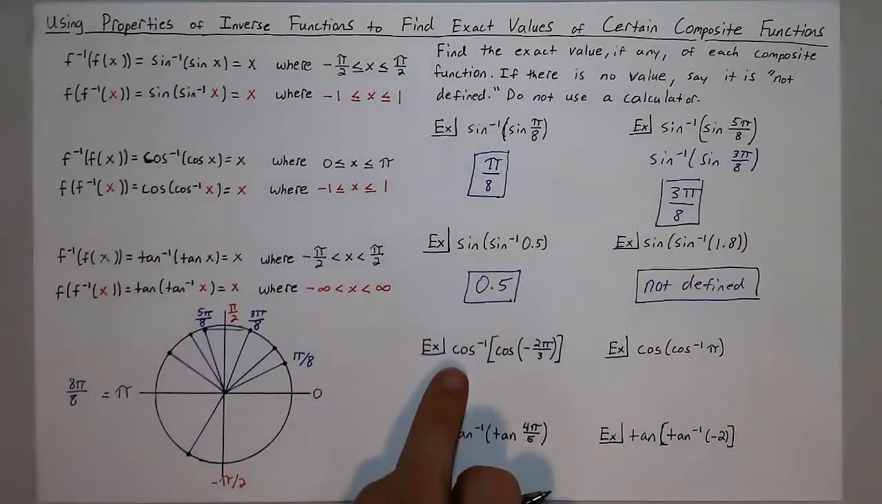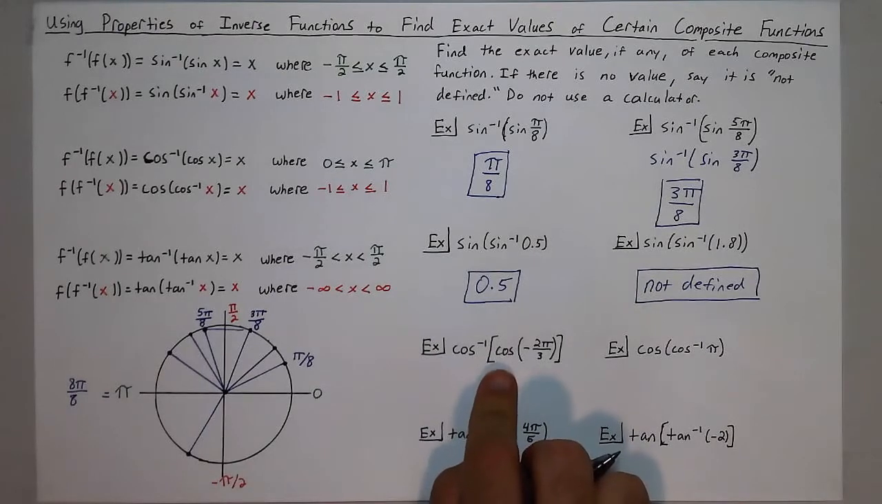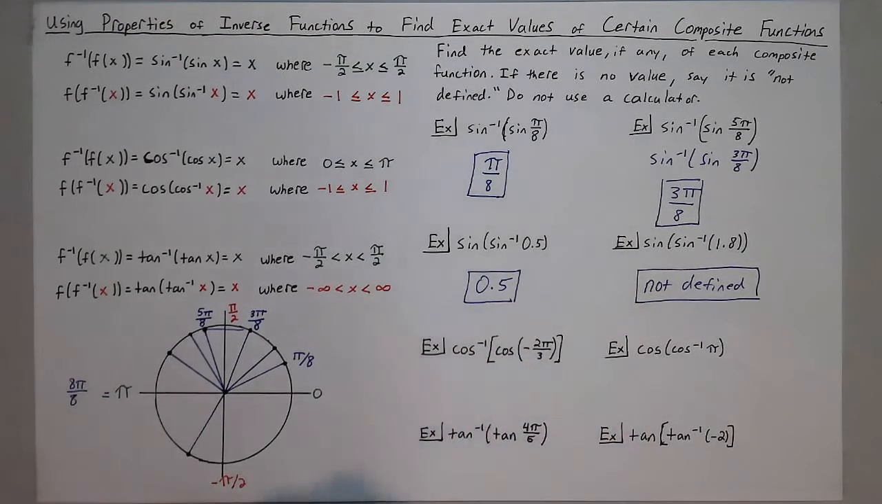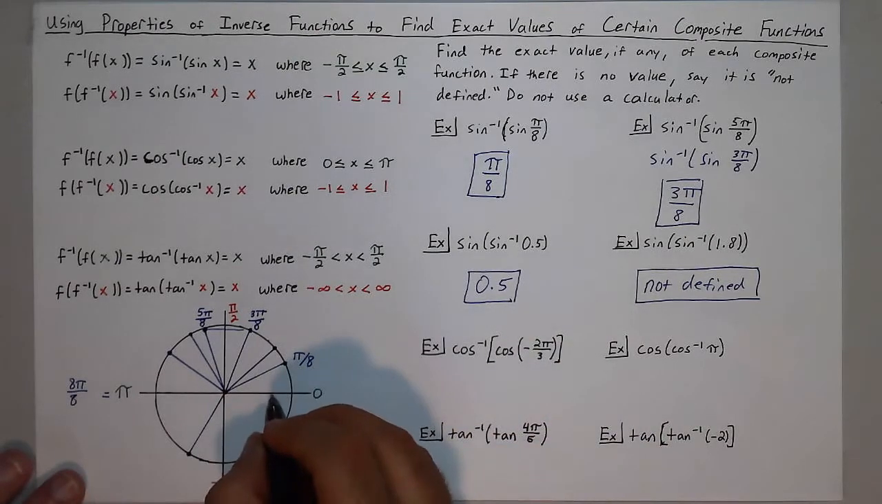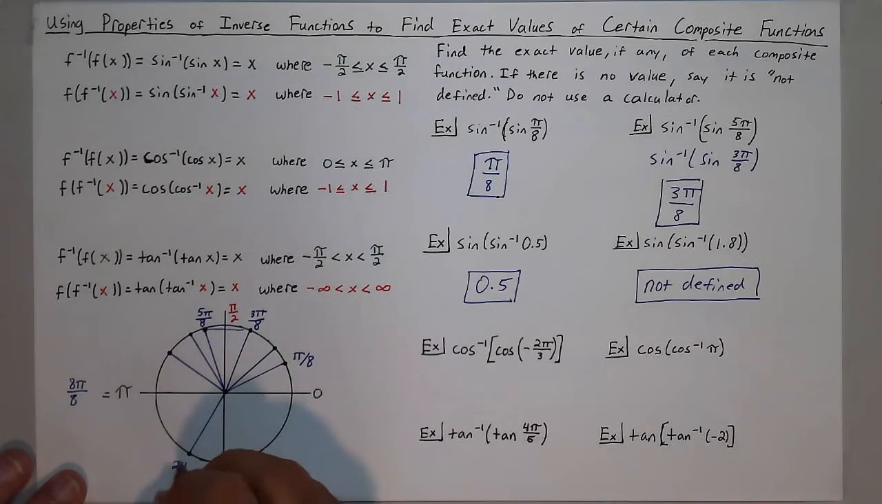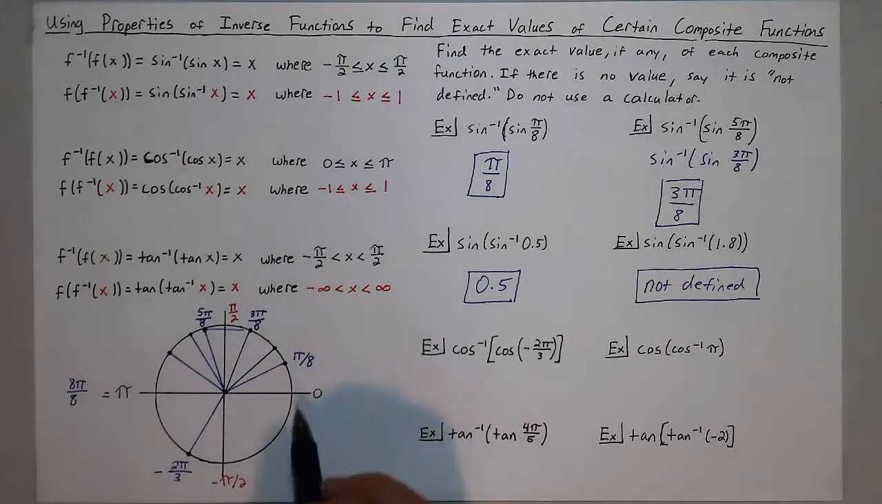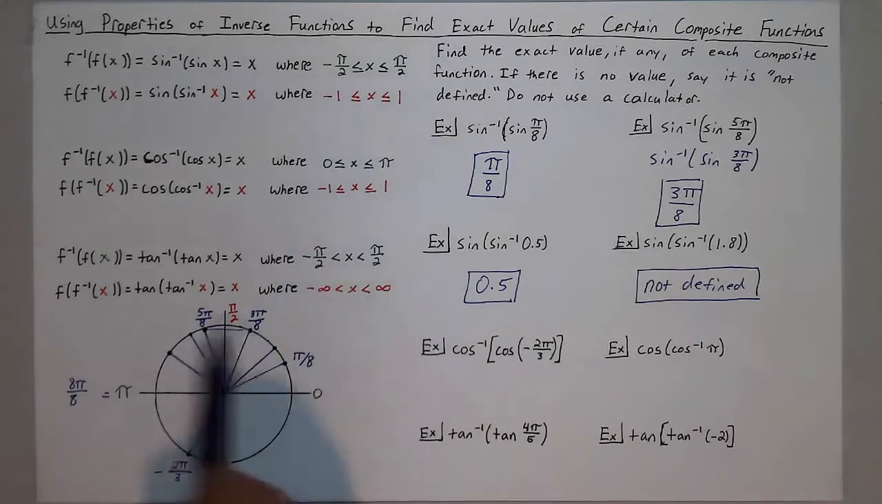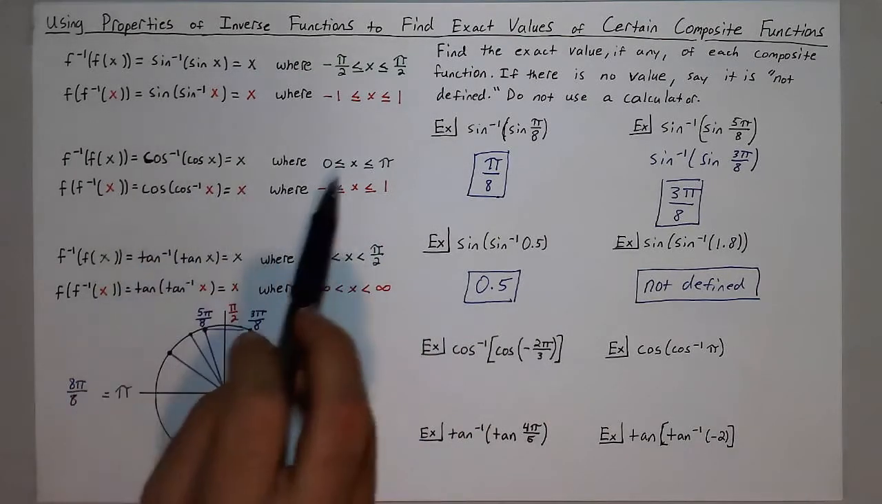Now let's talk about cosine. So we have cosine inverse of cosine of negative 2 pi over 3. Let's see where negative 2 pi over 3 is. It would be a clockwise rotation. So right here, 2 pi over 3, negative 2 pi over 3. And we'll see that this angle does not exist between 0 and pi, which is necessary for cosine inverse.